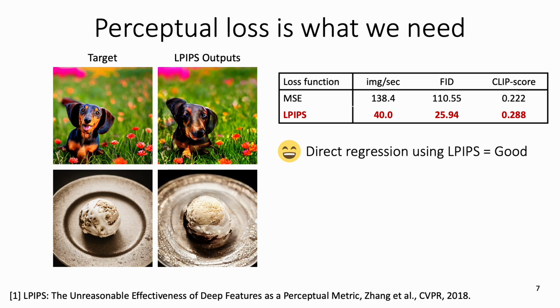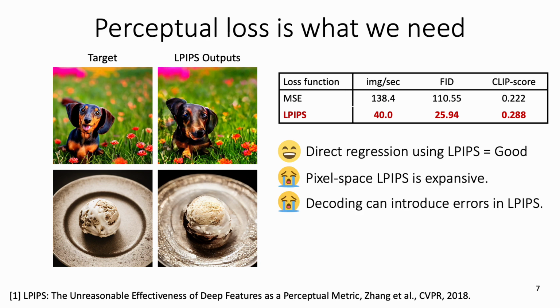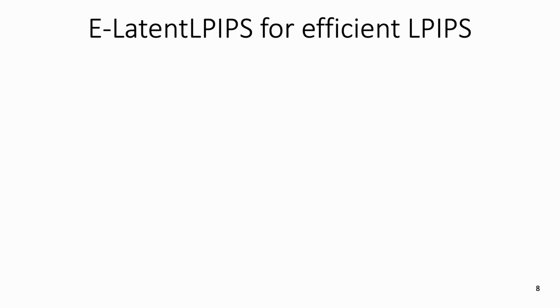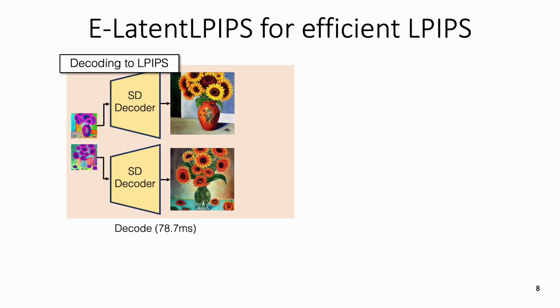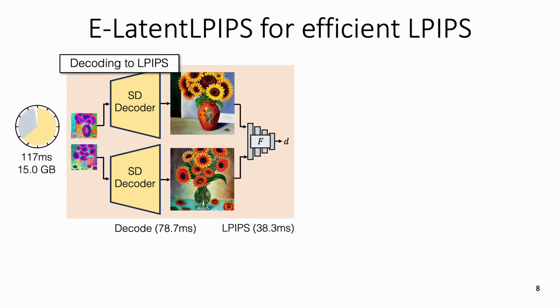However, LPIPS poses concerns about GPU memory usage, training time, and decoding error, which we will discuss in the following slide. Let's look at how LPIPS is calculated. We start with two latents that need to be compared. These latents need to be decoded using the Stable Diffusion decoder to obtain pixel images. These images are then fed into a neural network to calculate the perceptual distance between them. This process takes 117 milliseconds and uses 15 GB of GPU memory. The high GPU memory usage is attributed to decoding high-resolution images for LPIPS calculation.